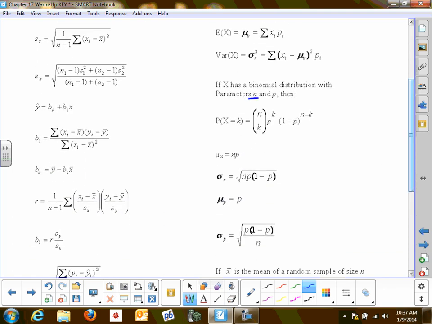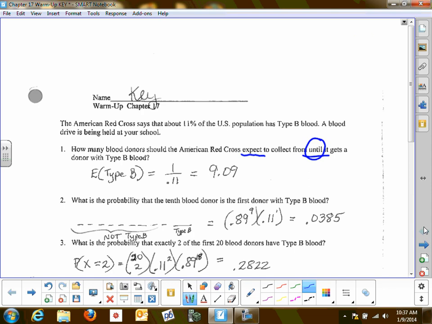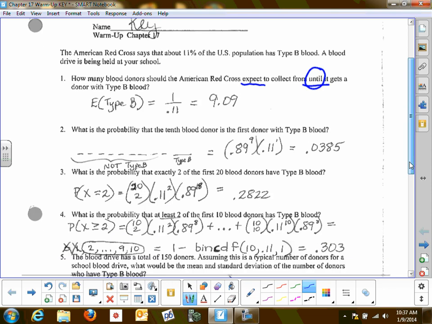If you know n, because it's binomial, then here's your expected value with this standard deviation. But if you're going until, then you're using the geometric expected value, which is your 1 over p. So that's why that one's 1 over 0.11, which is 9.09.